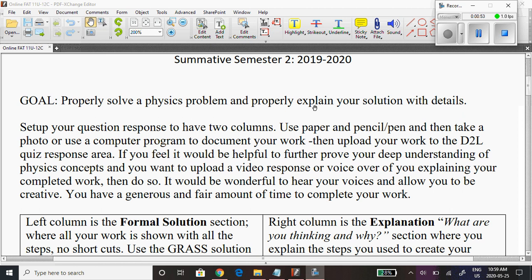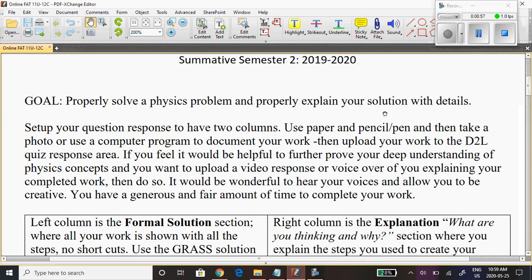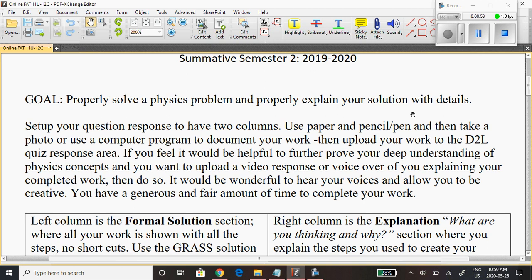This is the most important part right here. This is where the majority of the marks will be. Yeah, we want you to solve a physics problem, but I'm really interested in your explanation. So let me take you through this.